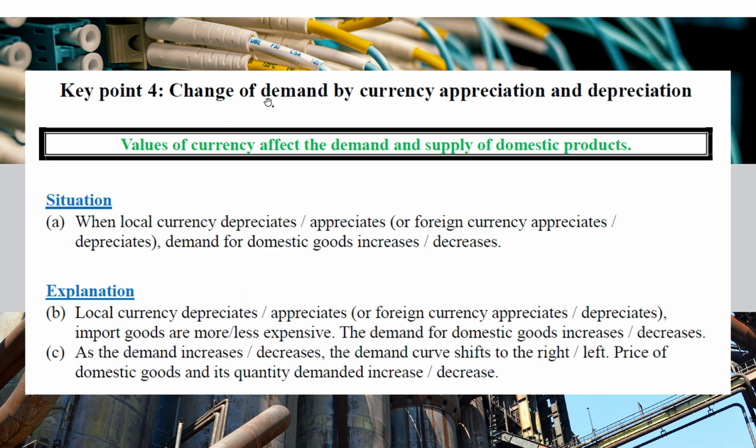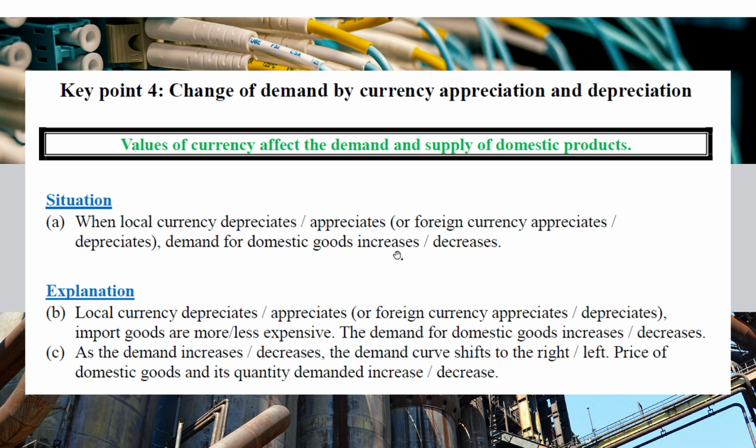What does demand have to do with a currency? Because we're talking about demand of domestic products. The value of currency affects the demand and supply of domestic products. For example, when the local currency depreciates, don't think about the other, just think about the first one first. When the local currency depreciates, the demand for domestic goods increases.